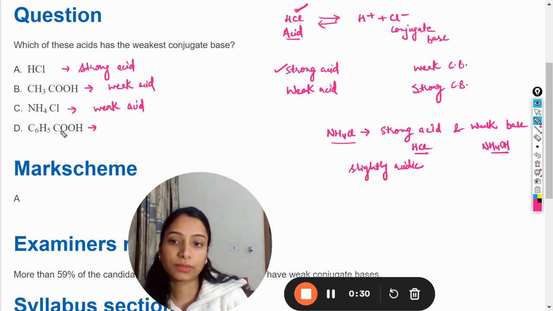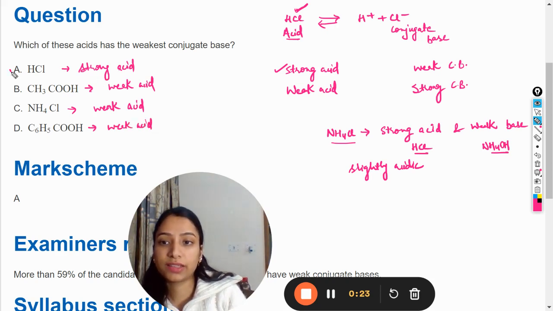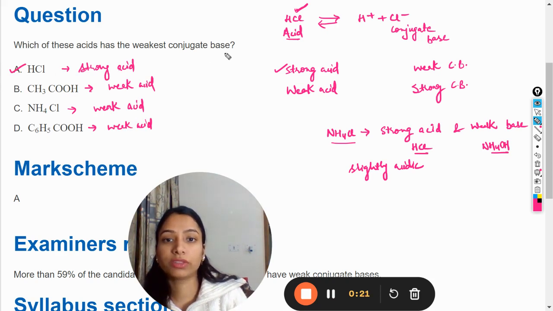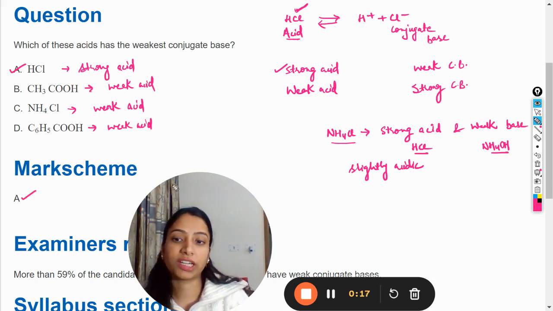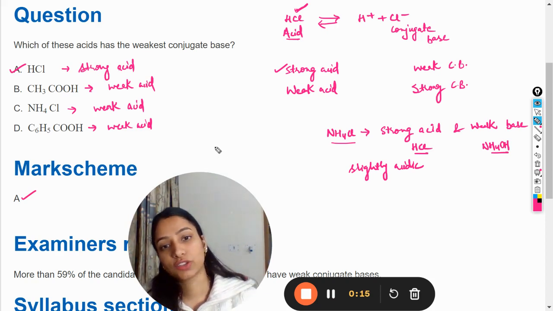Now again, this acid is a weak acid. So among these options, HCl is the strongest acid and it will have the weakest conjugate base. So the answer should be option A, and the mark scheme also shows that option A is right. And this is the solution of this question.